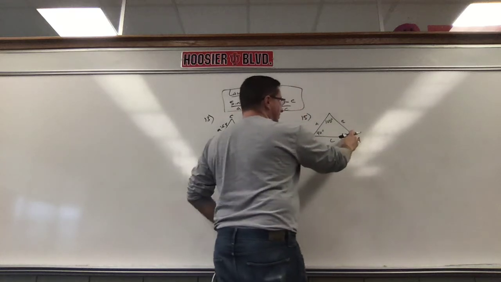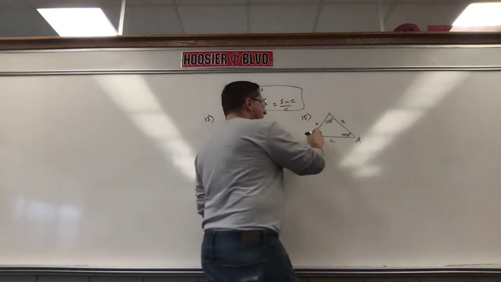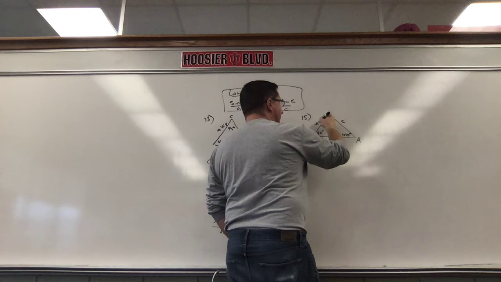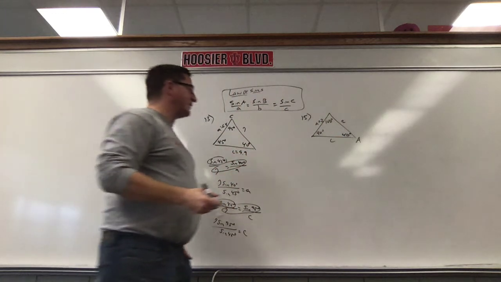If you remember from geometry, and if you don't, you just have to do it the way we've been doing it. But if you remember, these two base angles are the same, so these two sides right here are the same. So A is 2. You could do it the way we've been doing it, but it's going to be 2. That should be an easy one.